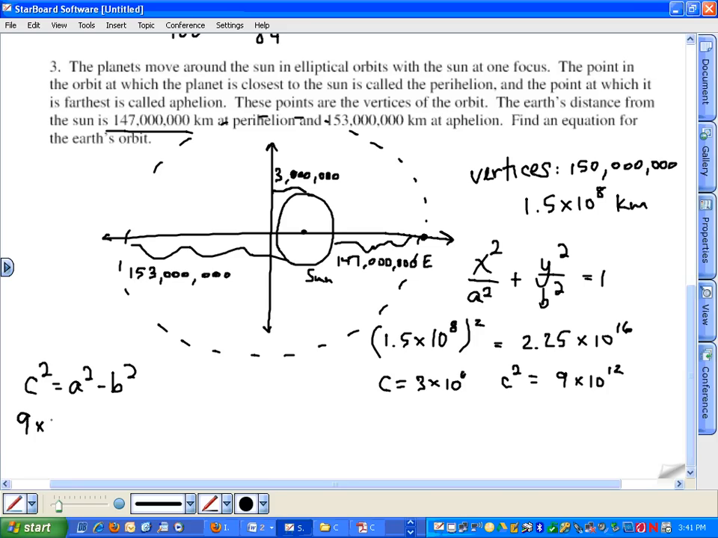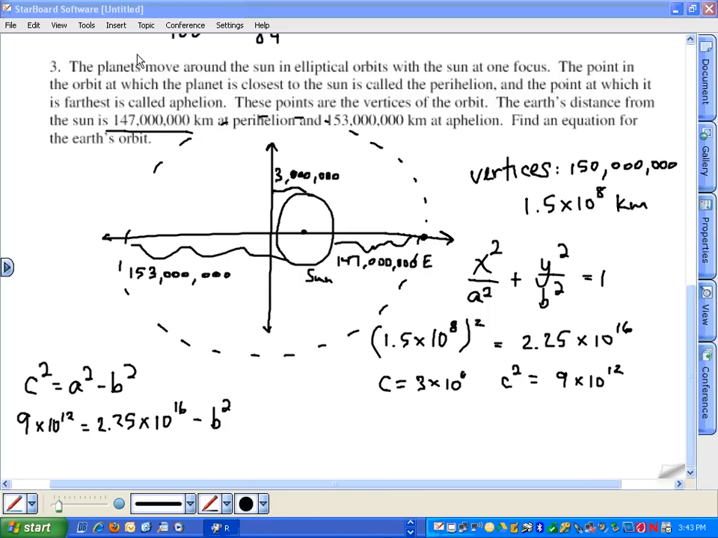So we have 9 times 10 to the 12th equals 2.25 times 10 to the 16th minus b squared. What we need to do now is get b squared all alone, which means we have to combine these two into one expression. Now we cannot subtract these two unless they are in terms of the same power of 10. This is 10 to the 12th. This is 10 to the 16th.